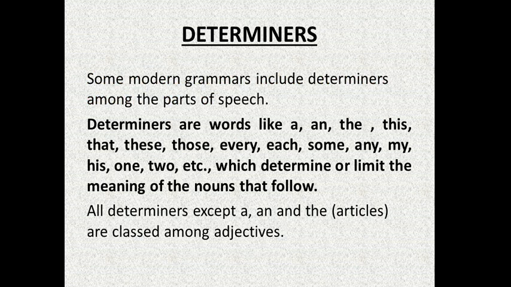Now, students, I am telling you a very important point. Determiners. Some modern grammars include determiners among the parts of speech. In general, there are only 8 parts of speech. But nowadays, according to modern grammar, we include determiners also. Determiners are words like a and the, which come under the category of articles. And this, that, these, those, every, each, some, any, my, his, one, two, etc., which determine or limit the meaning of the nouns that follow. All determiners except a and the are classed among adjectives.